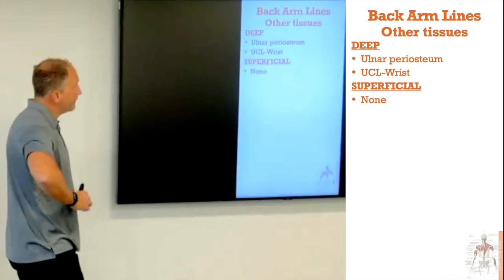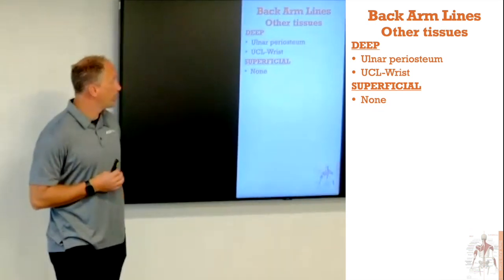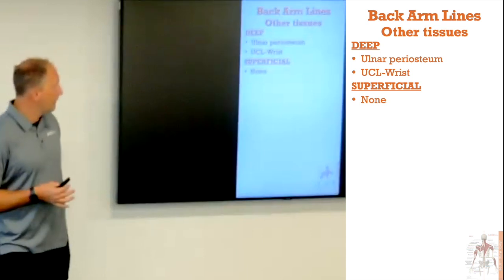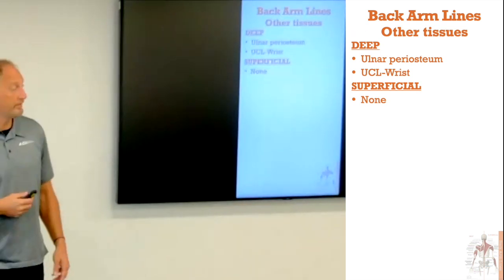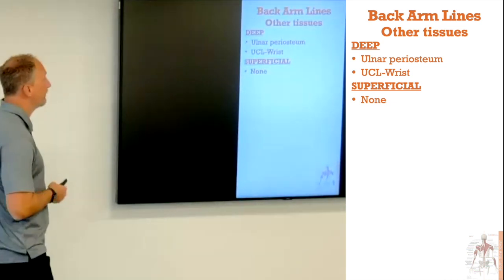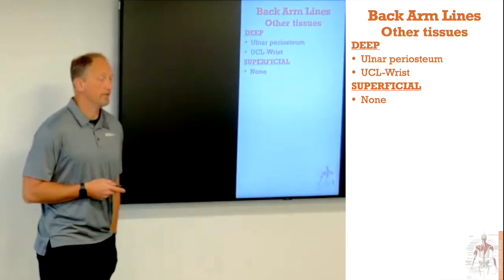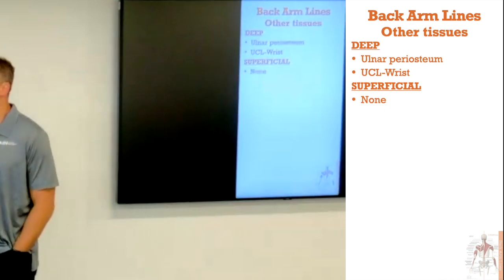There's not a lot of other tissues within the arm lines. The deep back arm line, we have the periosteum of the ulna and the UCLR, the ulnar collateral ligament of the wrist. Not at the elbow, it's up the wrist. There's nothing in the superficial back arm lines.